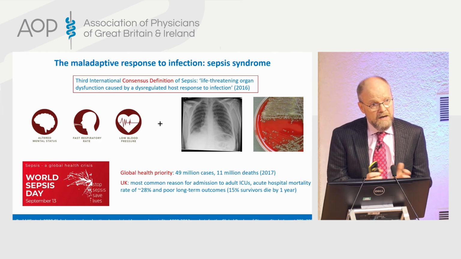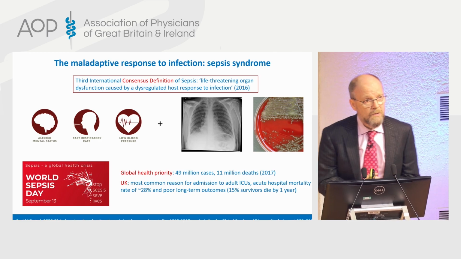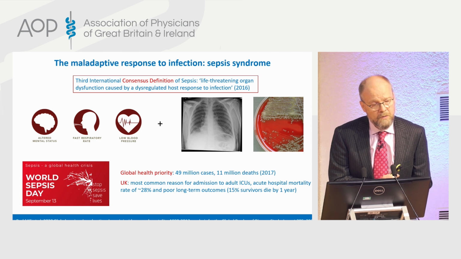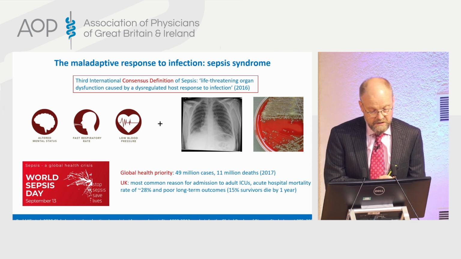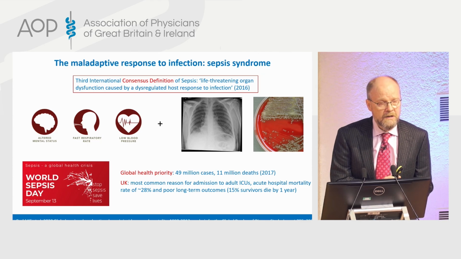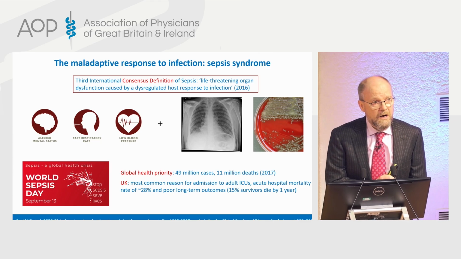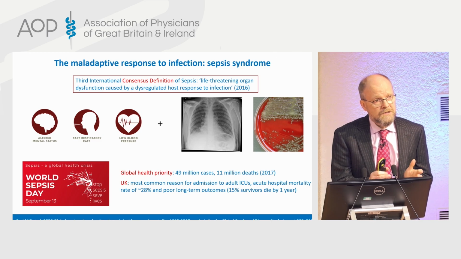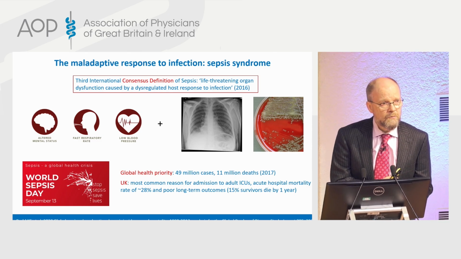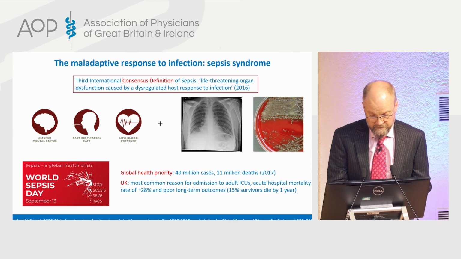Sepsis syndrome, as defined, is a huge problem. So over 49 million cases in a work published before the pandemic. And in the UK, you'll be aware that it's the most common reason for admission to a medical intensive care unit, and the mortality rate remains stubbornly high. And if you survive sepsis, your outcomes are worse than many cancers, so 15% of patients will be dead within 1 year.